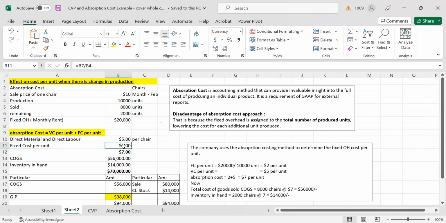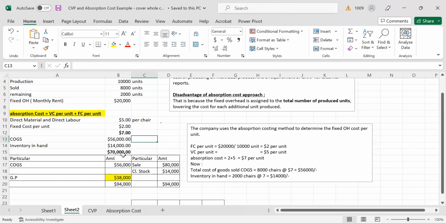So the fixed cost per unit that we calculated: 20,000 is the fixed cost here, divided by 10,000 is 2. So 2 is automatically coming here. So 5 plus 2, which is 7, is the absorption cost. Cost of goods sold is 56,000 and inventory is 14,000. That is already explained here. 70,000 is the total of these two.